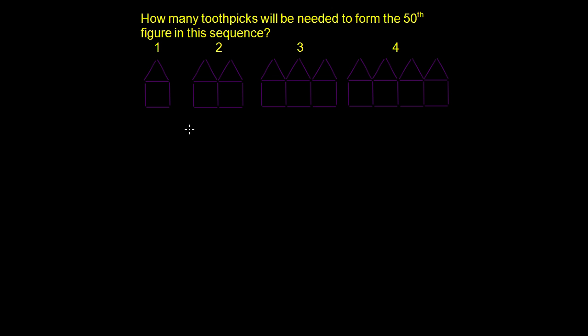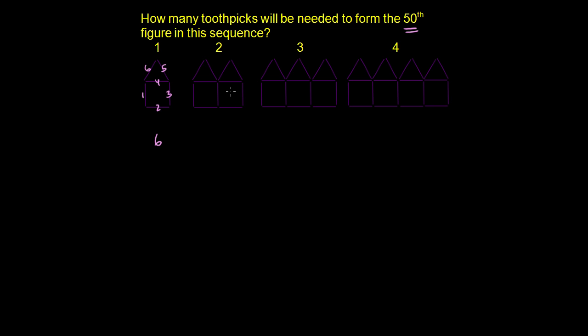Our question asks us, how many toothpicks will be needed to form the 50th figure in this sequence? So let's look at this sequence. The first figure in our sequence looks like a little house. How many toothpicks are here? We have 1, 2, 3, 4, 5, 6 toothpicks. So our first figure has 6 toothpicks.